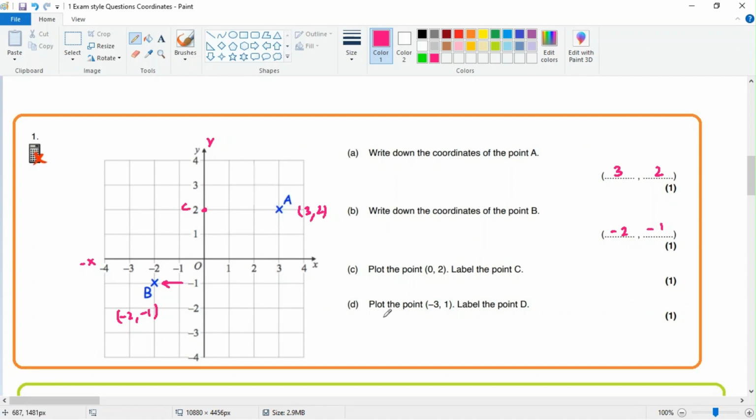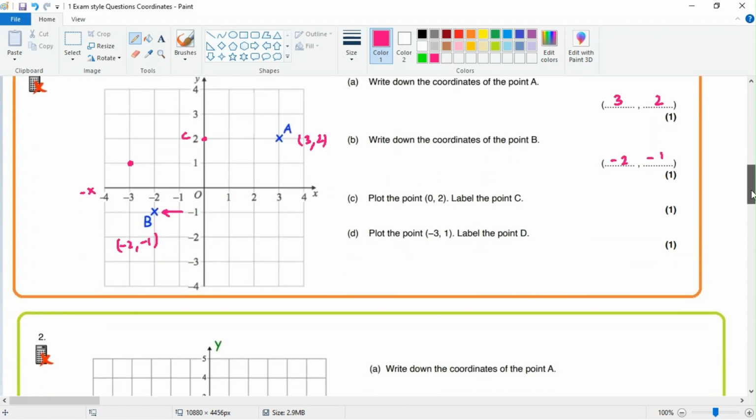Then comes plot the point -3 and 1. So -3 is this one, and 1 is going to be over here. That's how you get 4 points for this question.